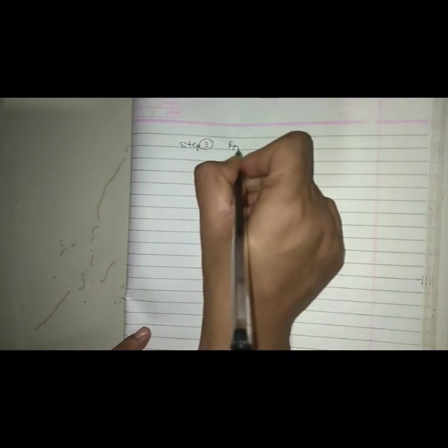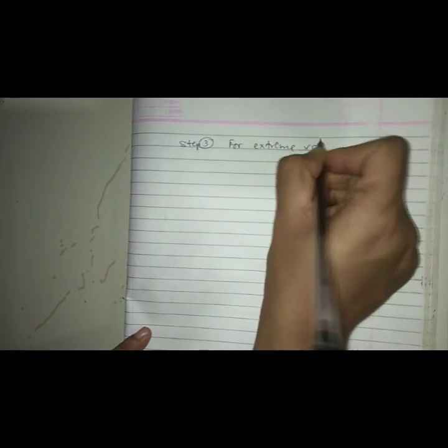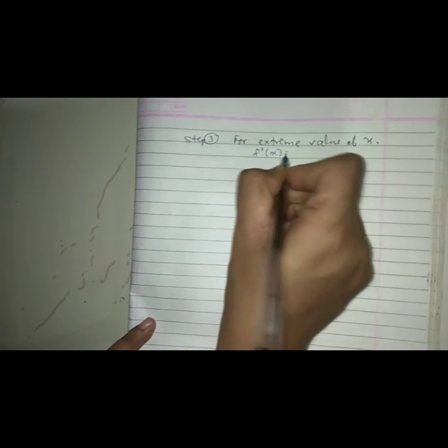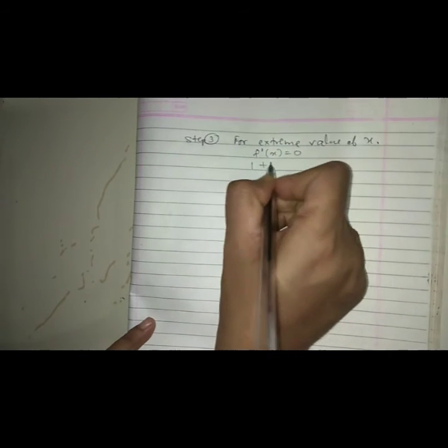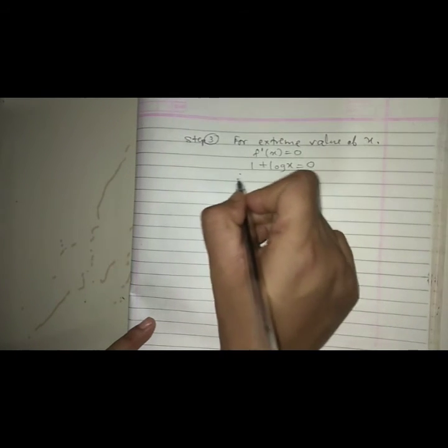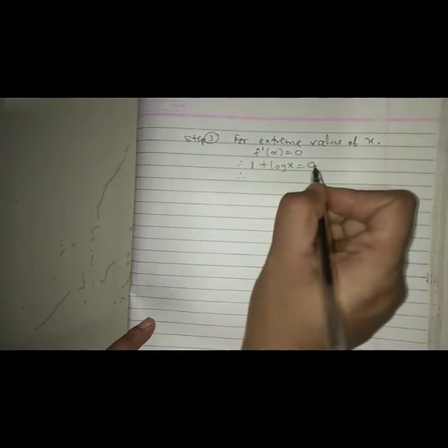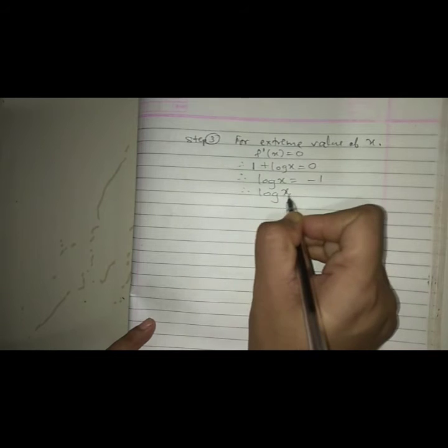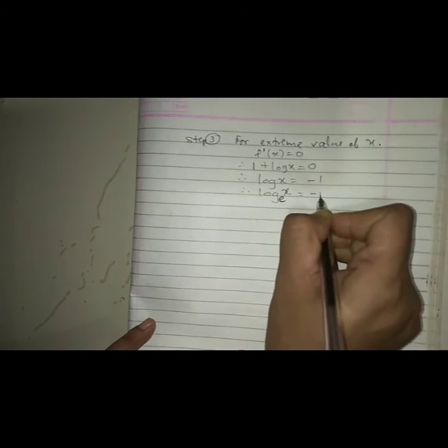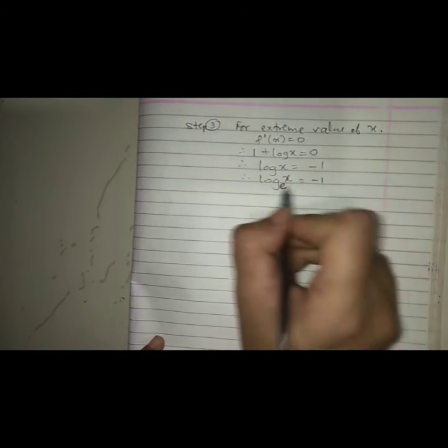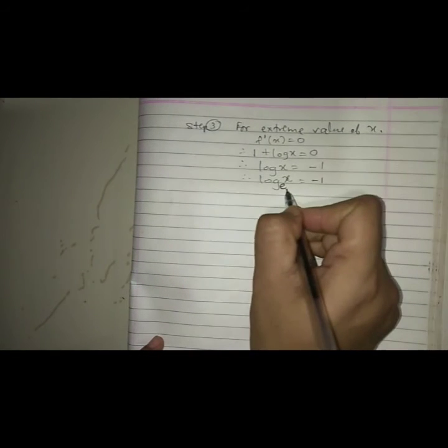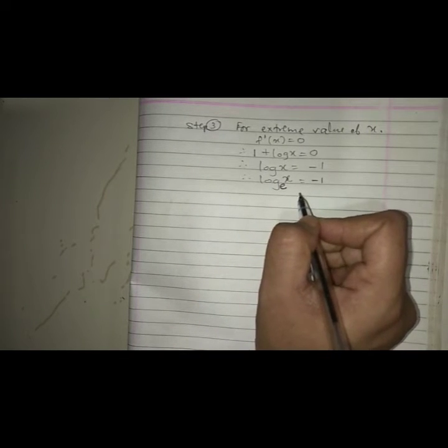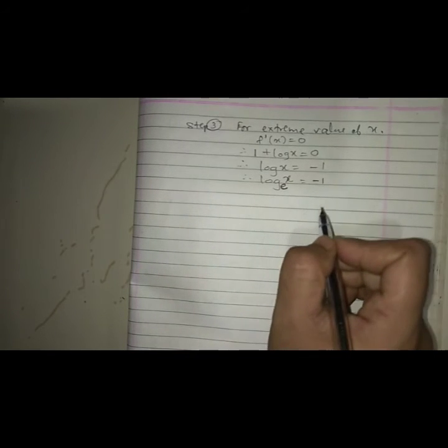Now step 3, for the extreme value of x, we have to find f'(x) = 0. But f'(x) = 1 + log x = 0. Therefore, moving this 1 to the other side as a minus, log x = −1. We write this log x in base e equal to −1 because this is a natural logarithm. Now we convert this logarithmic form to an exponential form. You already studied in the function chapter in the 11th standard how to convert the logarithmic function to the exponential function.